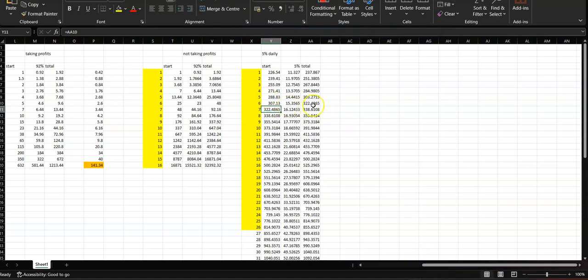Okay, cool. So the next target is going to be 322. So let's round it up to 325. Okay, so according to this sheet, if we follow the plan and still make the 5% daily, it's going to take us, so 1, 2, 3, 4, 5, 6, 7, 8, 9 days. Okay, so in 9 days time, we are going to be able to reach the $500, which is the target.